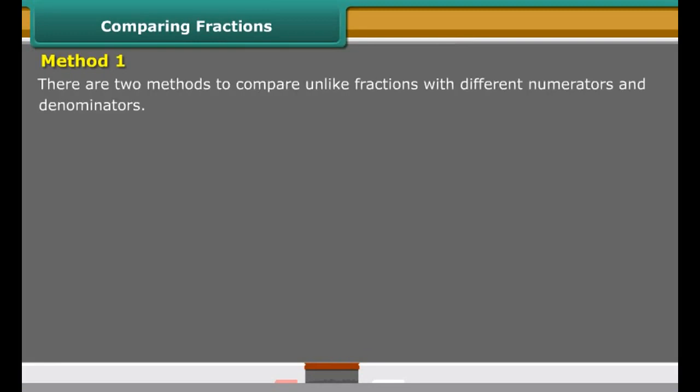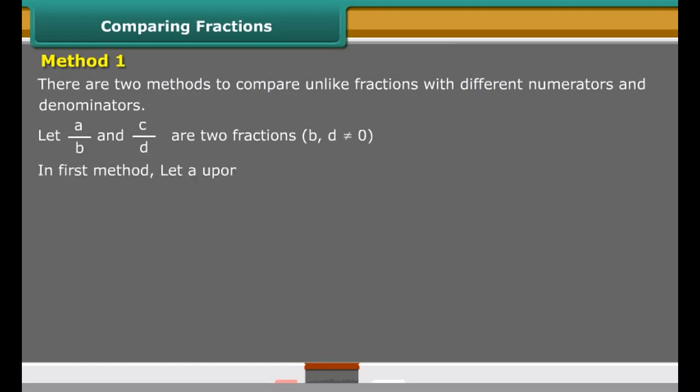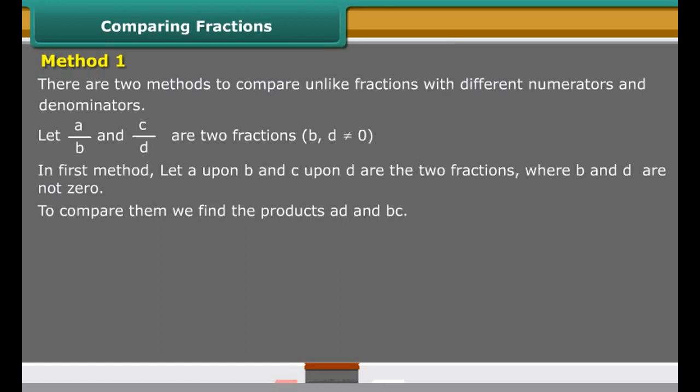Method 1. There are two methods to compare unlike fractions with different numerators and denominators. Let A upon B and C upon D be two fractions where B and D are not equal to 0. In the first method, to compare them, we find the products AD and BC.